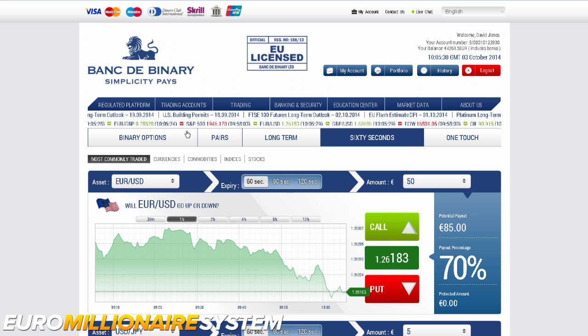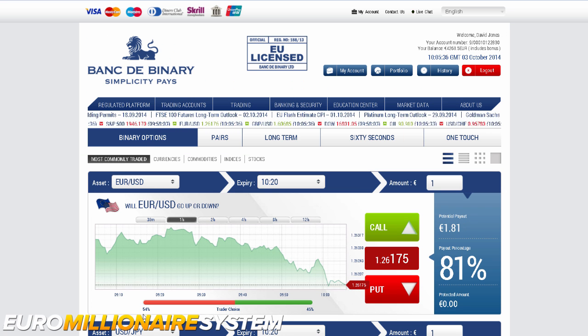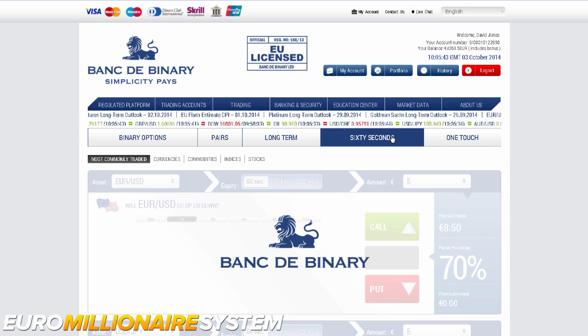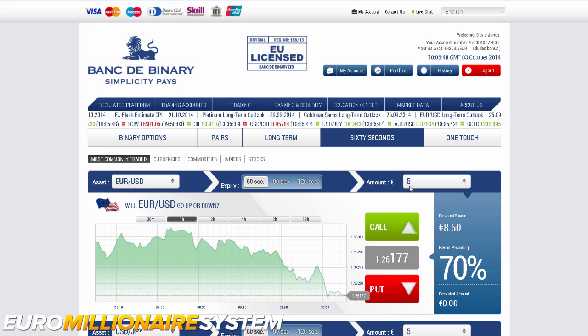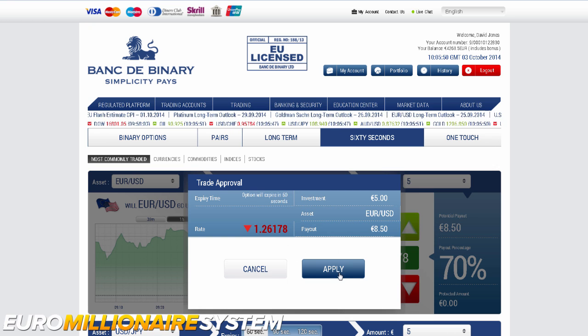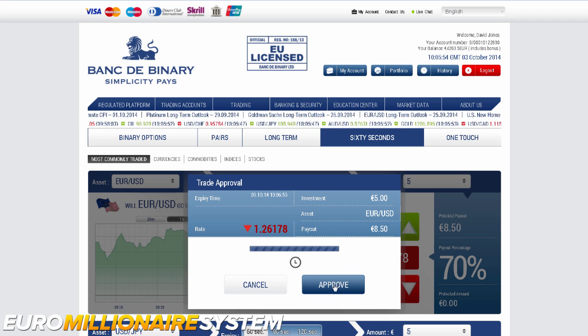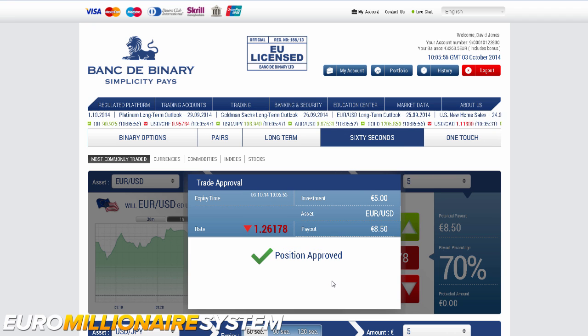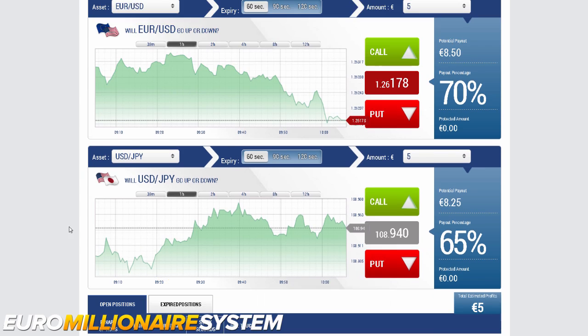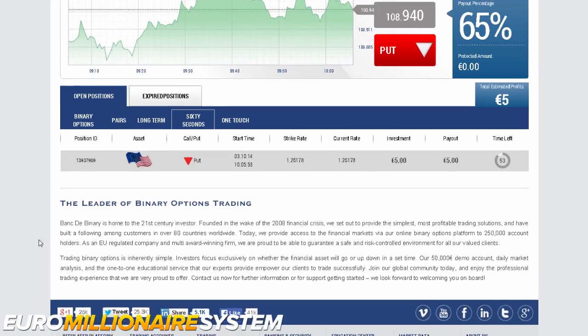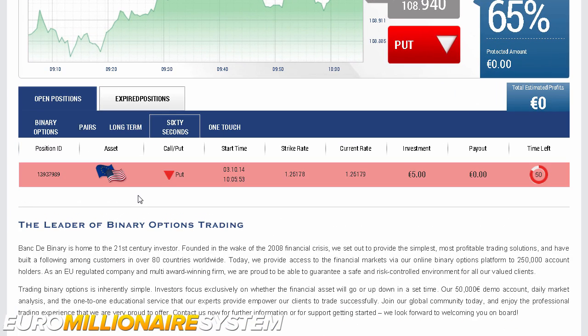Let's go back to the trading sentiment tool. 54% of traders are placing put options, so we're going to go the same way and place a 5 euro put trade. And we're on. So we're back to the first step. As I mentioned before, you only raise the amount of your trades after a loss, and as soon as you win a trade, you go back to the first step.